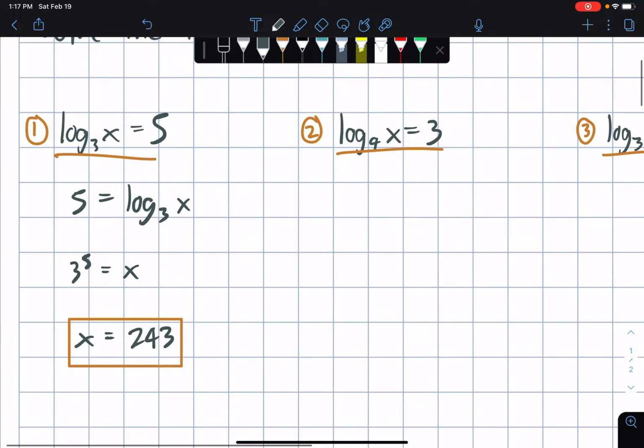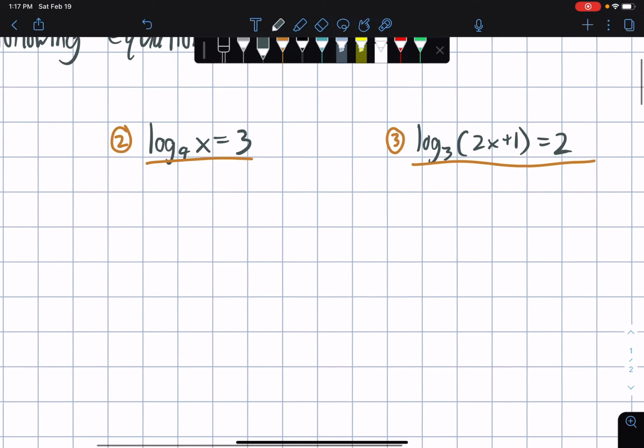So in this problem, we didn't really need to find the common base, because after converting the logarithmic equation into exponential, there is no need to find the common base, because they are already the common base, these values.